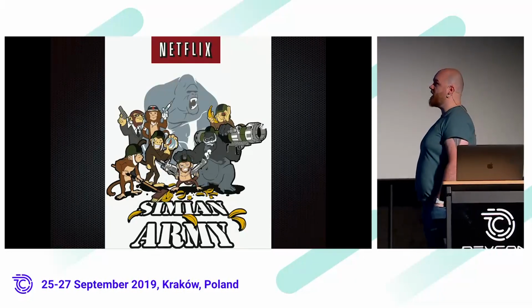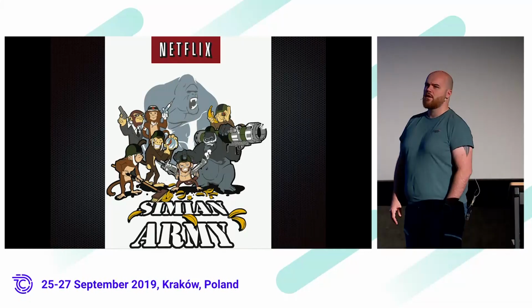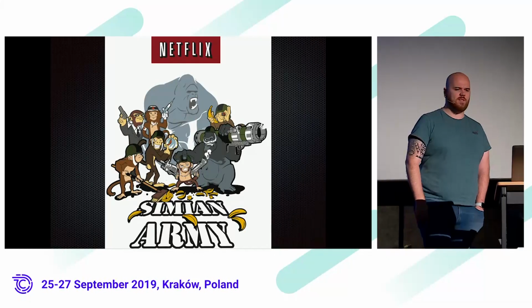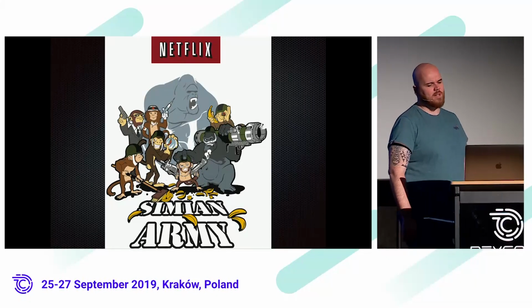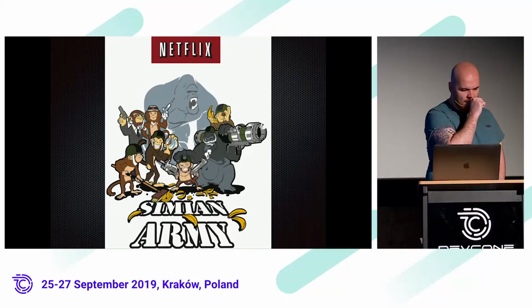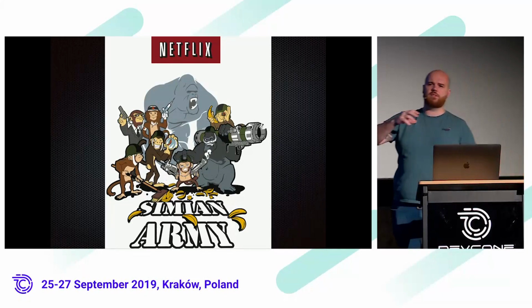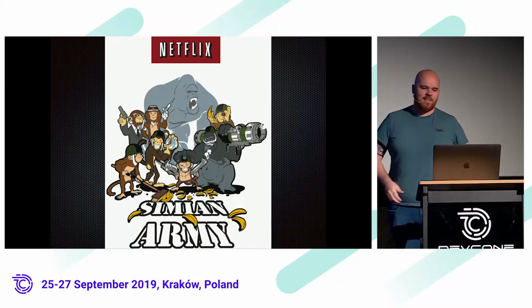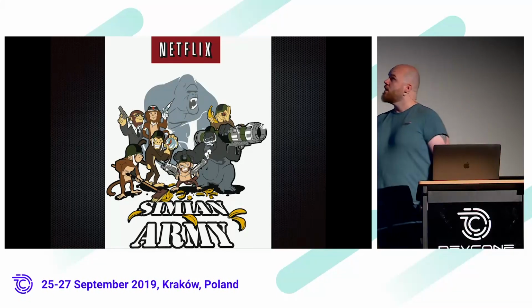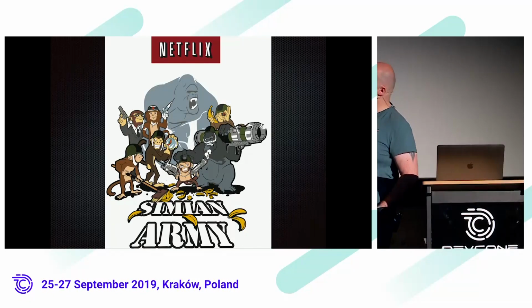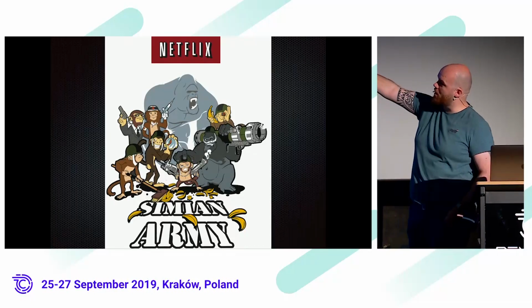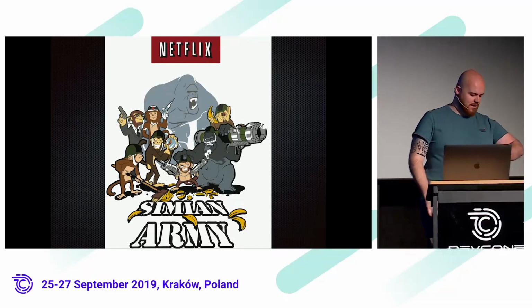And out of Netflix came a lot of tooling. This is a set of tools called the Simian Army. And the Simian Army is what their DevOps team, I'm going to say, is actually most famous for. So we have something right at the front, which is the monkey with the guns called Chaos Monkey.